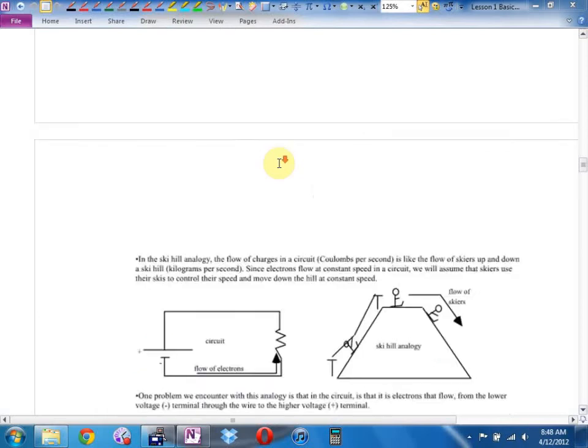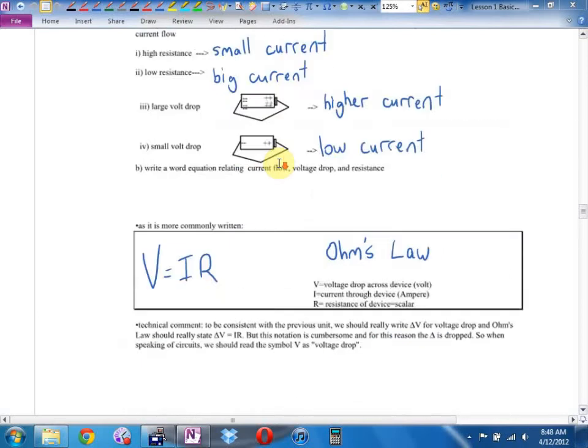And then we introduced to you Ohm's law. We said that Ohm's law, V equals I times R. This is the one we're going to be flogging to death in this unit. We'll be using this about 90% of the time. This is the one that you'll end up memorizing.